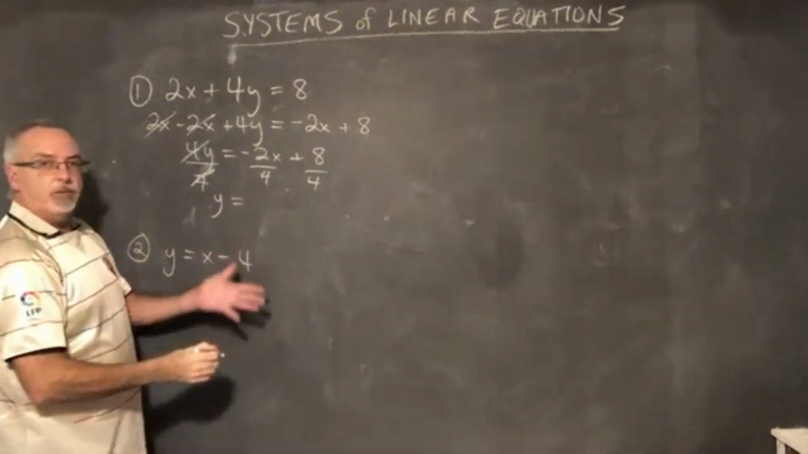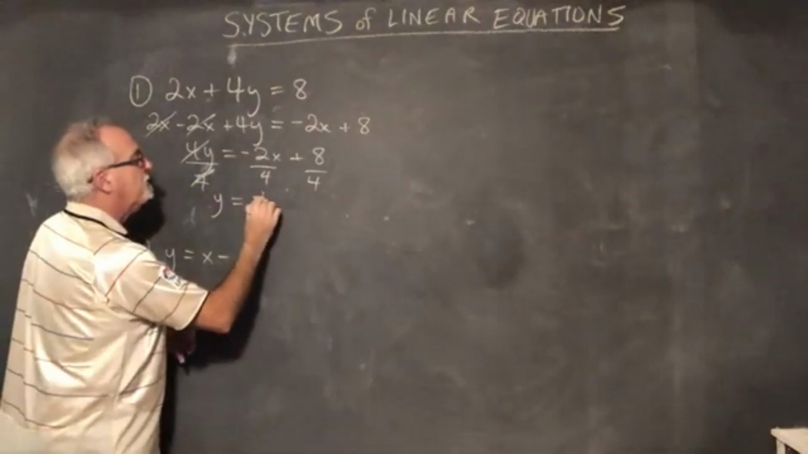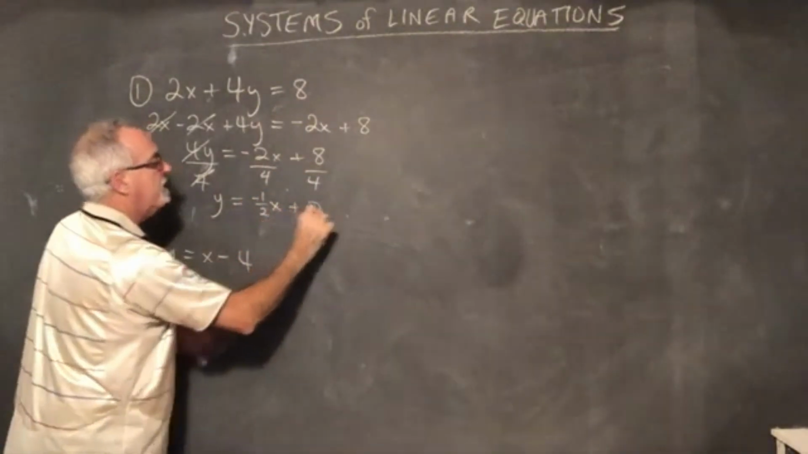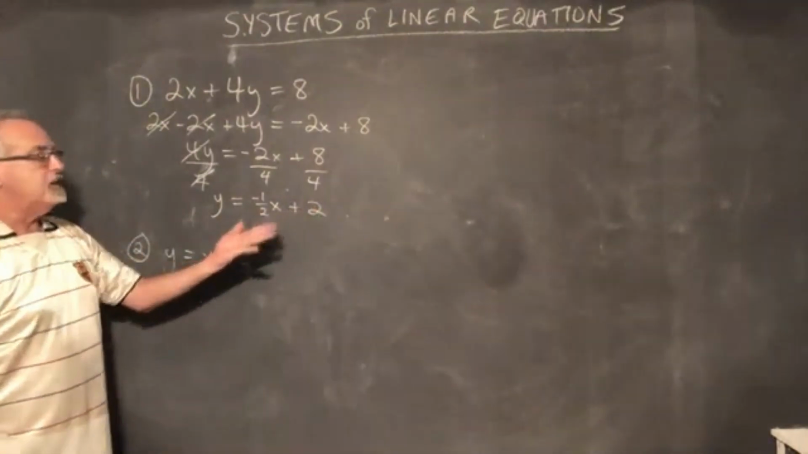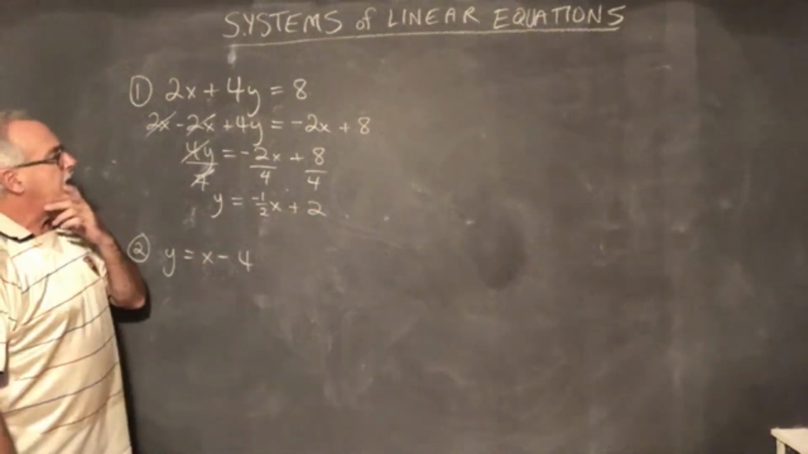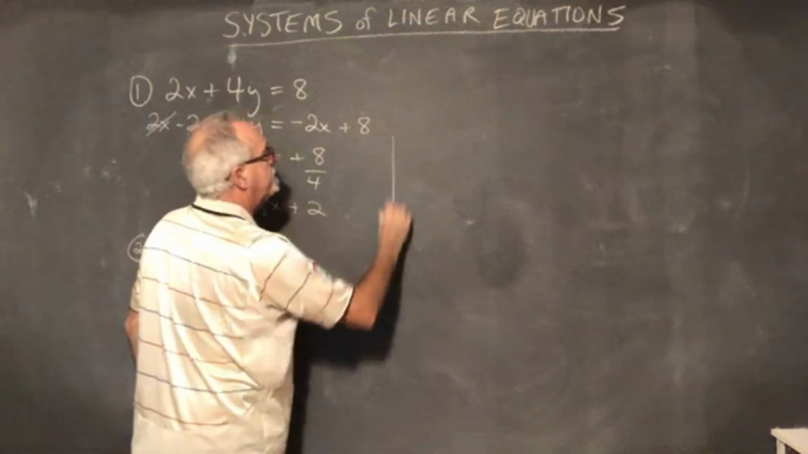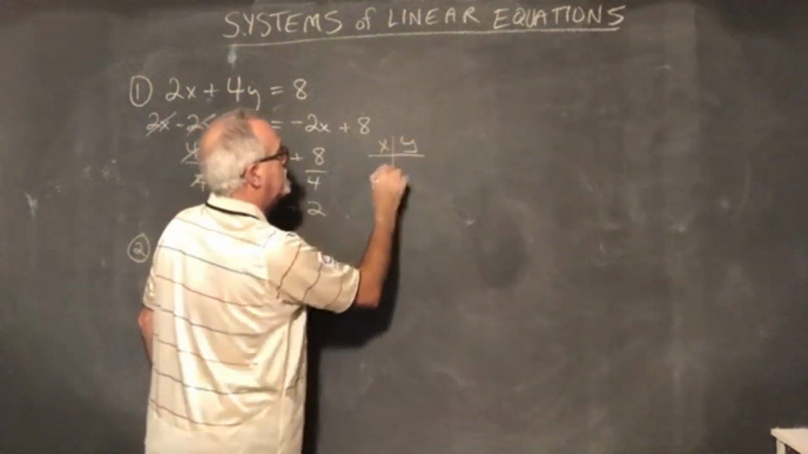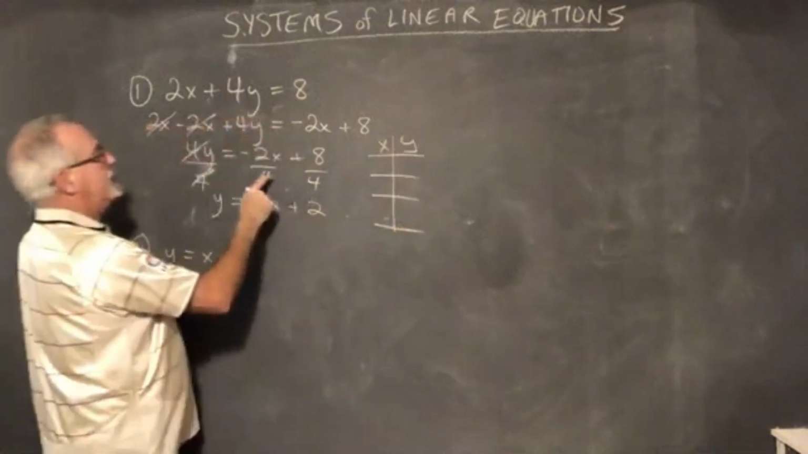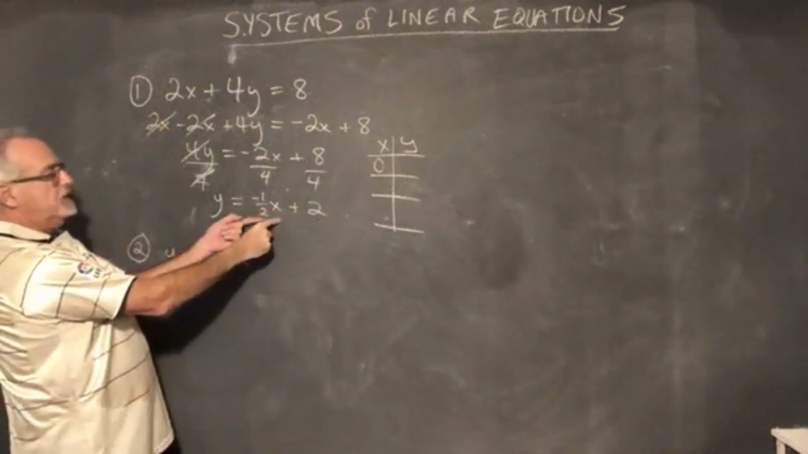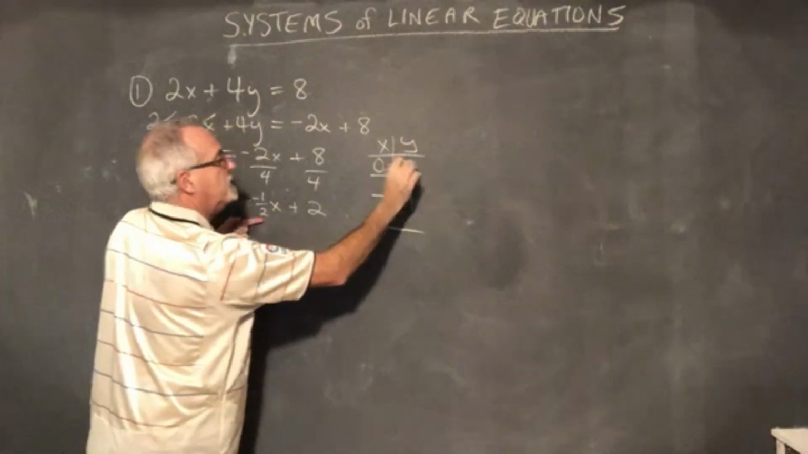Negative 2 over 4x simplifies to negative 1/2 x. And 8 over 4 is 2, so I have y equals mx plus b form, y equals negative 1/2 x plus 2. Okay, now I can do my tables of values for both lines. For the first one, if x is 0, negative 1/2 times 0 is 0, plus 2 is 2, y is 2.